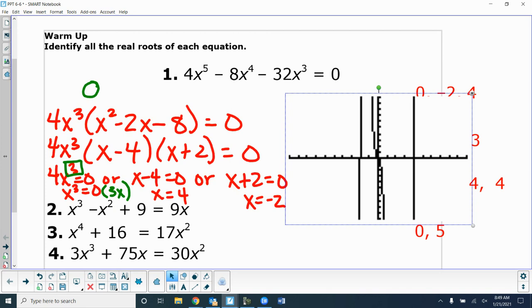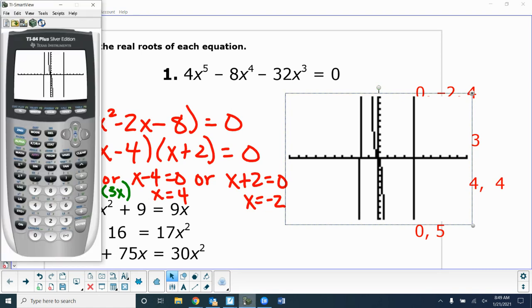But to make sure, where do I look? Table. How do I get to table? Second graph. All right? There's the -2, there's the 0. If I go down, see if we can get them all in there. I think I can. Yeah, I can get them all in there.